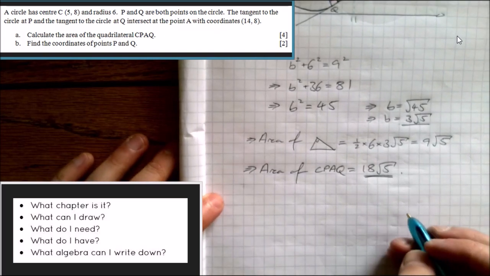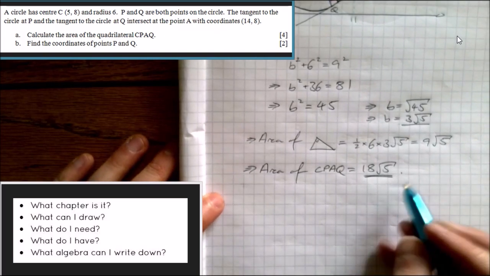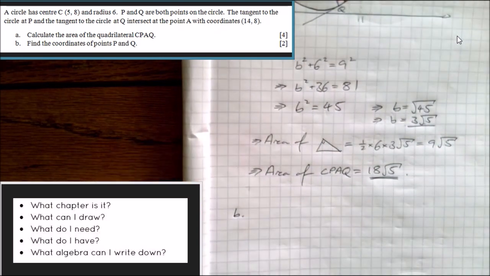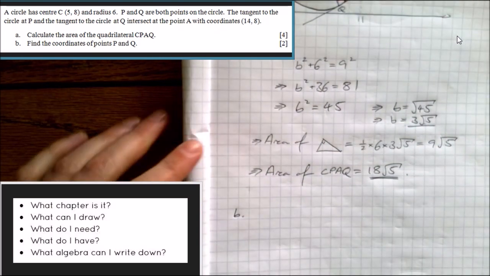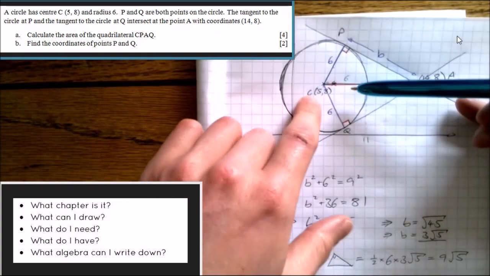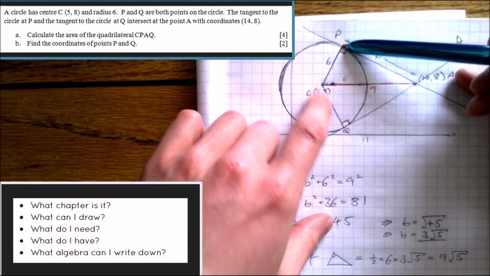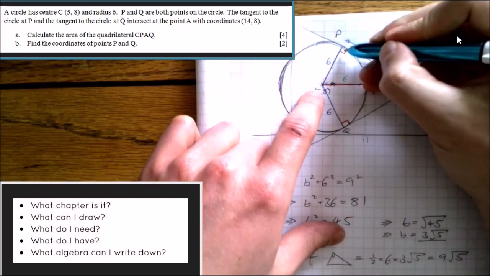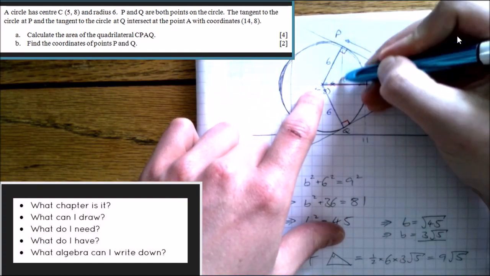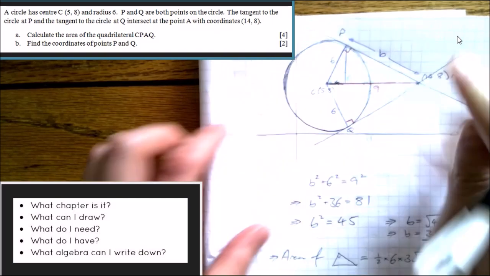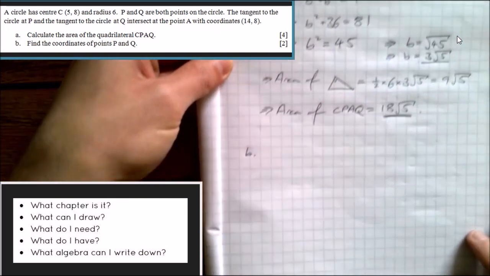Otherwise, I'm going to give that a go myself. B, the coordinates of P and Q. Well, I'm thinking, once I've got P, I've sort of got Q as well because of the symmetry. I need those two lengths here. Right, my diagram's getting a bit messy.